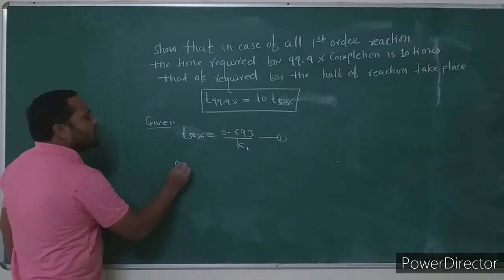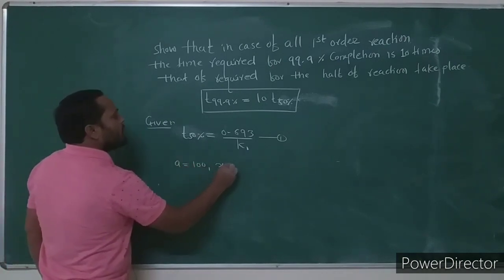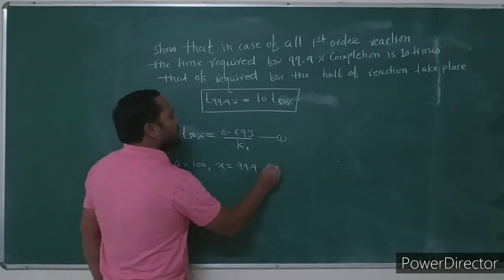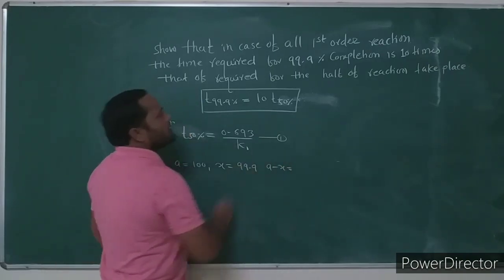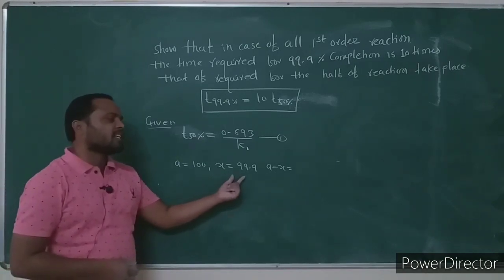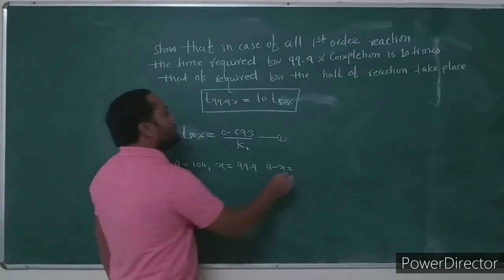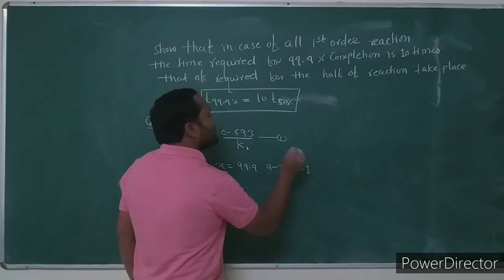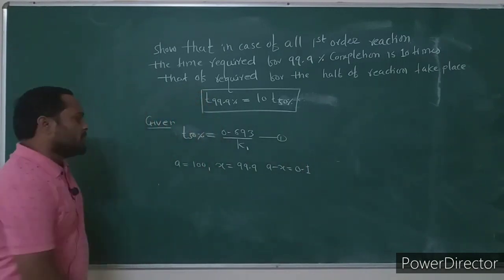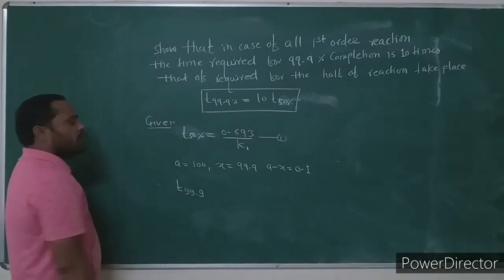Then what is the time required for 99.9% reaction? A is 100. The 99.9% reaction is completed, which means X is 99.9. A is 100, so A minus X is 0.1. Then we can determine the time required for completion of 99.9% of reaction.